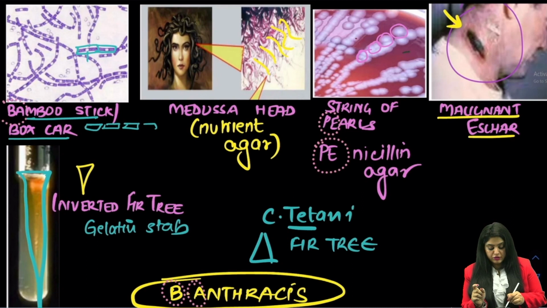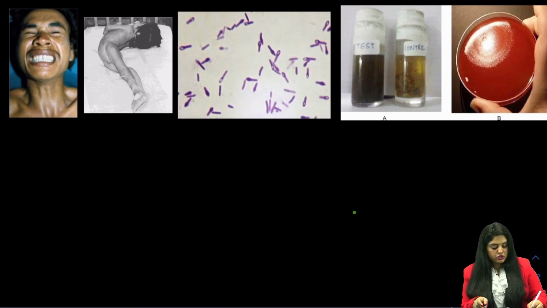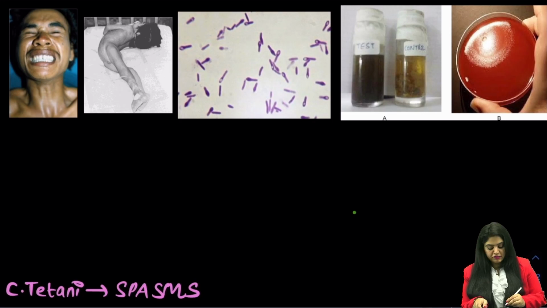Now I can go to the Clostridium. Since I was talking about Clostridium, let me start with Clostridium tetani. When I say Clostridium tetani, I know for a fact that you will be asked a question: when you're talking about Clostridium tetani, what is the patient having? The patient is having muscle spasms. So this spastic condition that the patient is having, is that because of what?